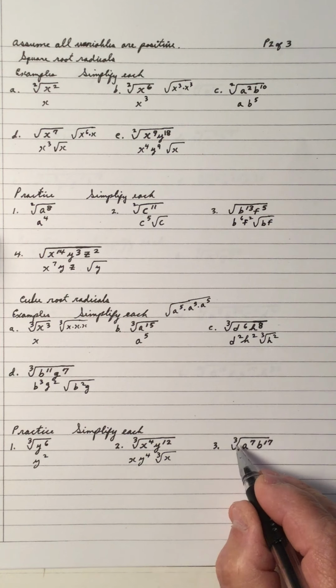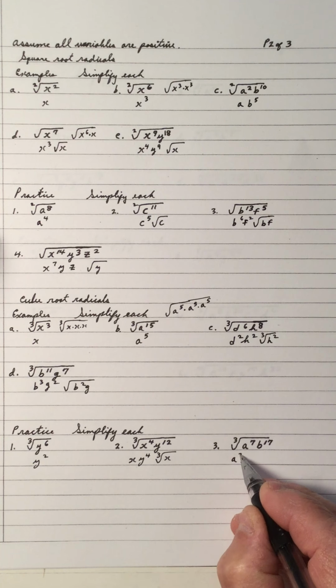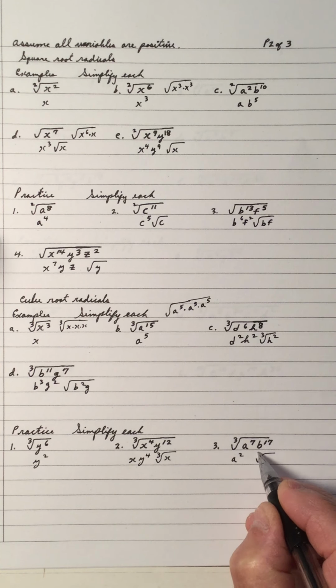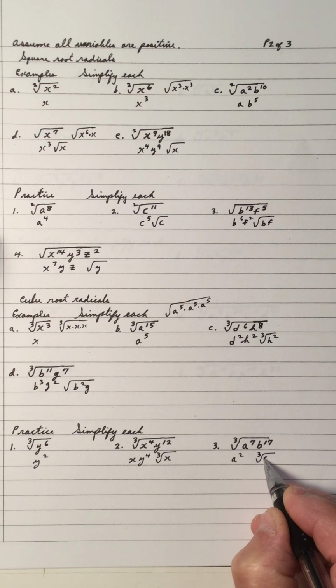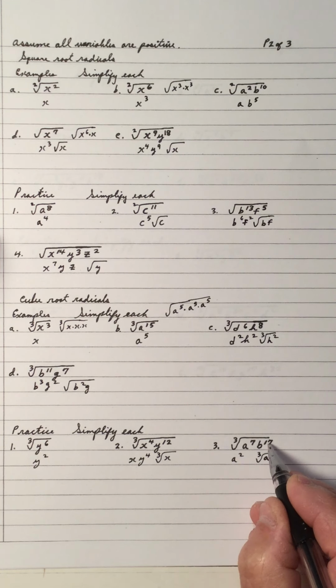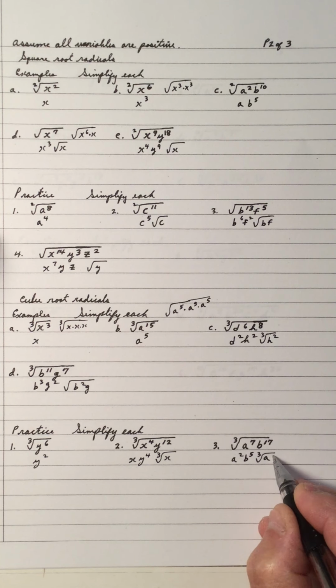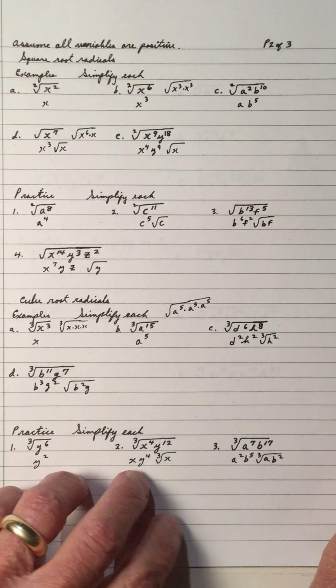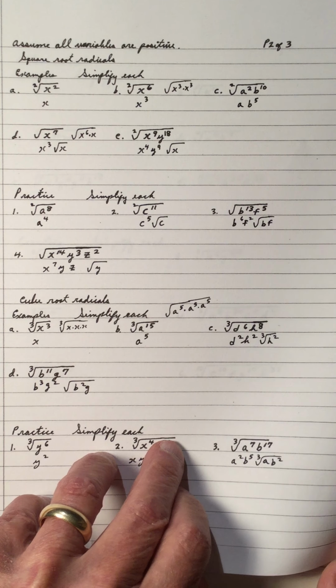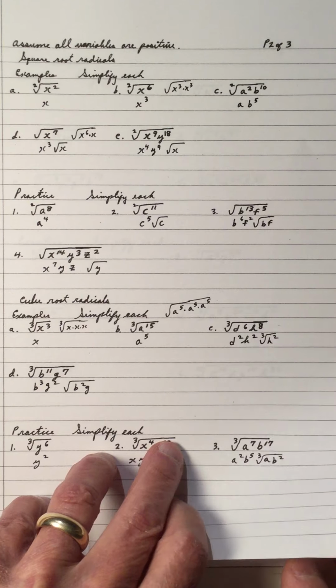Cube root again. 7 divided by 3 is 2, and there's 1 left over. 17 divided by 3 is 5, and there's 2 left over. So hopefully you can see the pattern that I'm trying to establish here.